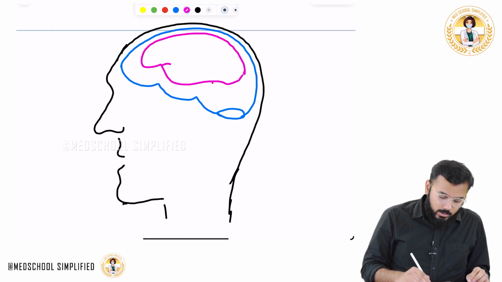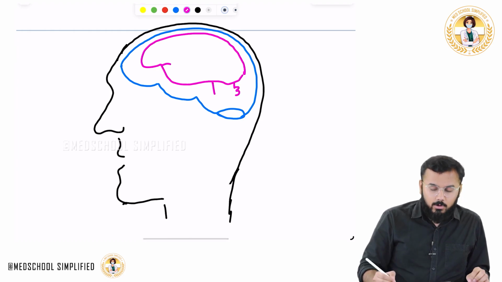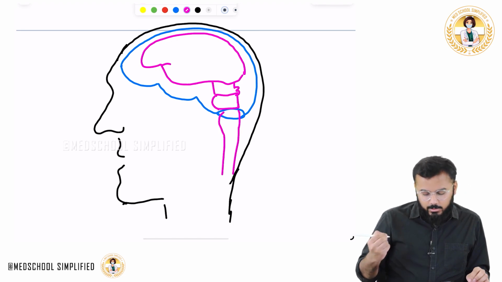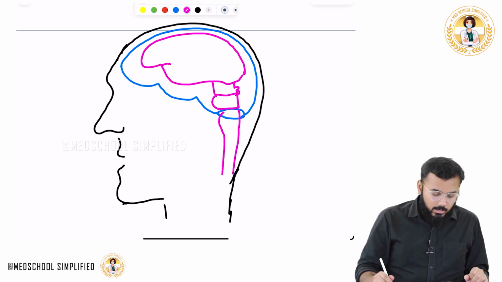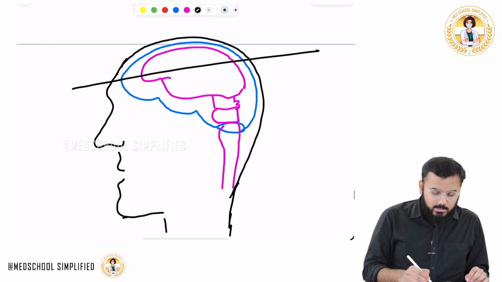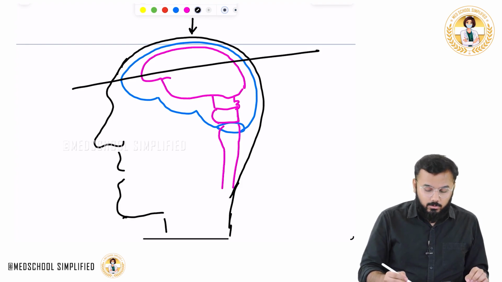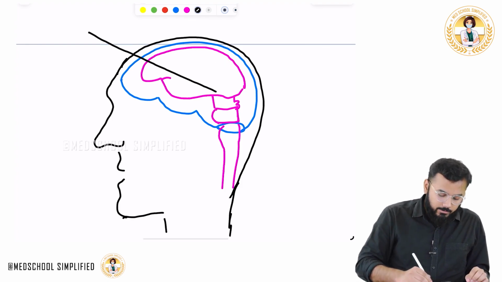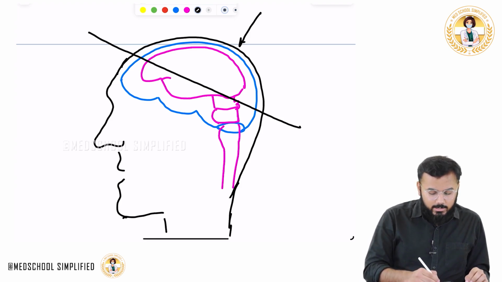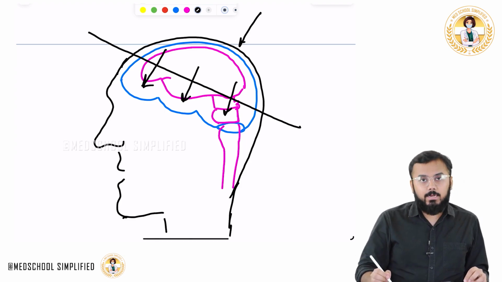Now down here you have what? Down here you have the midbrain. After the midbrain you have the pons, and after the pons you have the medulla oblongata, which continues down as your spinal cord. Now what we'll do is make a section in this way and look from the top. We can see the anterior cranial fossa, the middle cranial fossa, and the posterior cranial fossa also.